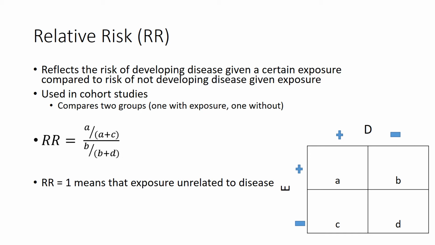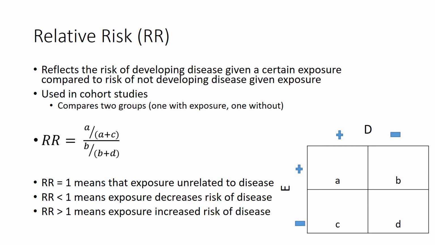We can imagine that if the relative risk equals 1, it means that the exposure is unrelated to the disease. That says A over A plus C was the same as B over B plus D. However, if the relative risk is less than 1, it means the exposure actually decreases the risk of disease. And if the relative risk is greater than 1, it means the exposure actually increased the risk of disease. A little caveat here, this assumes causality, but this trend generally holds.